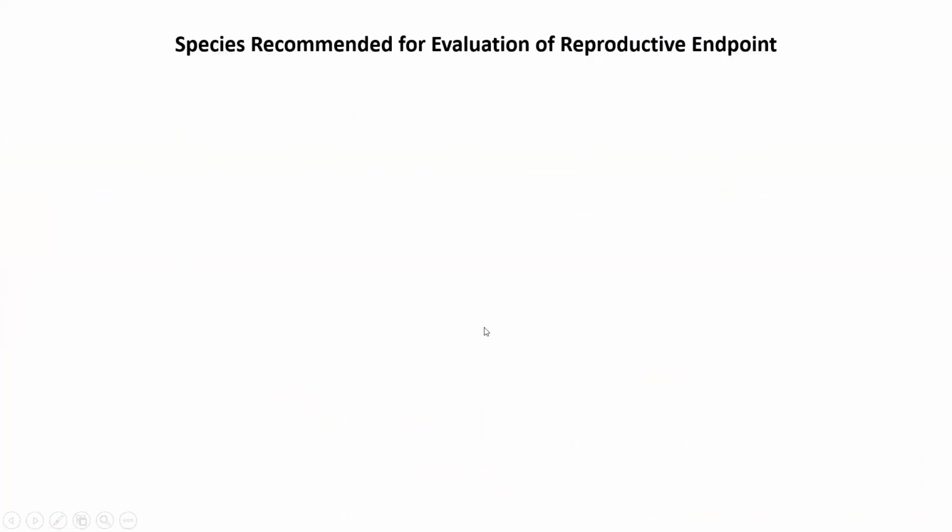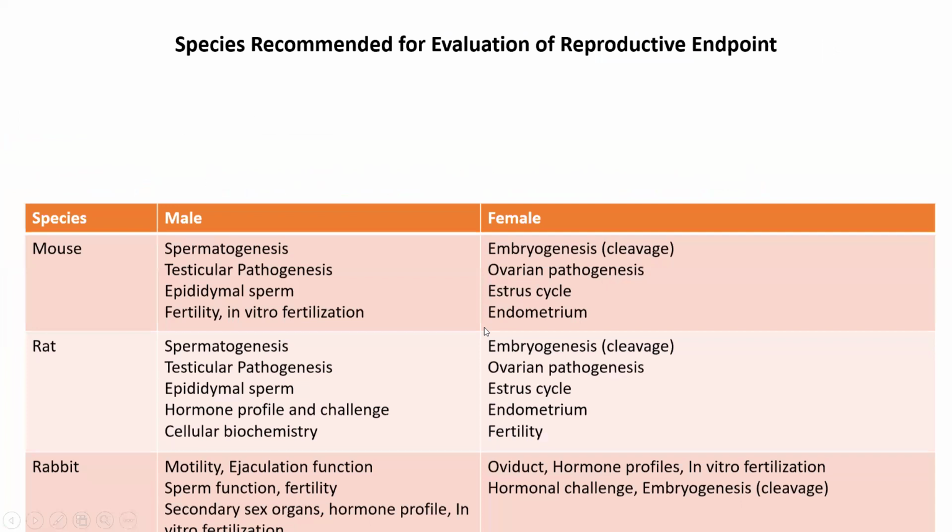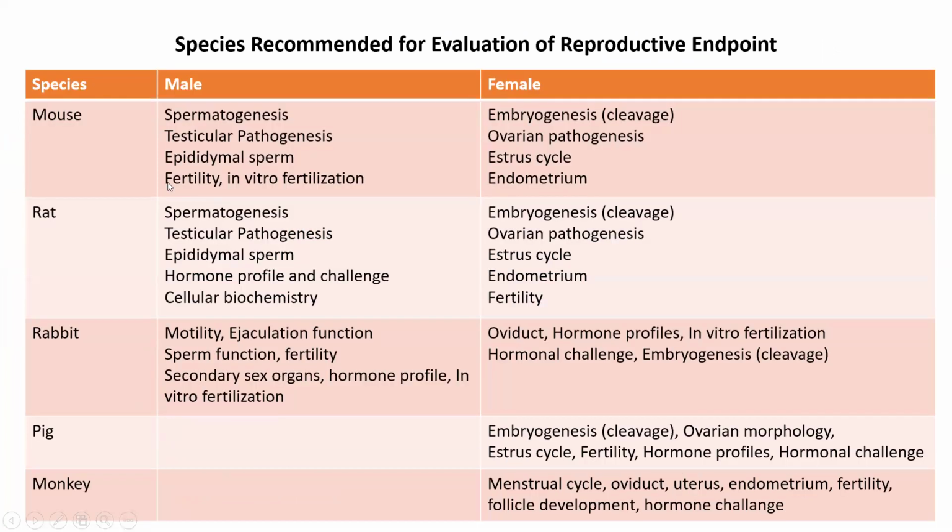Then, what are the species required for evaluating the reproductive endpoints? If you are doing the study in males as well as females, different species are used like mouse, rat, rabbit, pig, and monkey. If you are using a male mouse, then you have to evaluate parameters like spermatogenesis, testicular pathogenesis, epididymal sperm, fertility, and in vitro fertilization. If the mouse is female, then you go with embryogenesis, ovarian pathogenesis, estrus cycle, and endometrium.